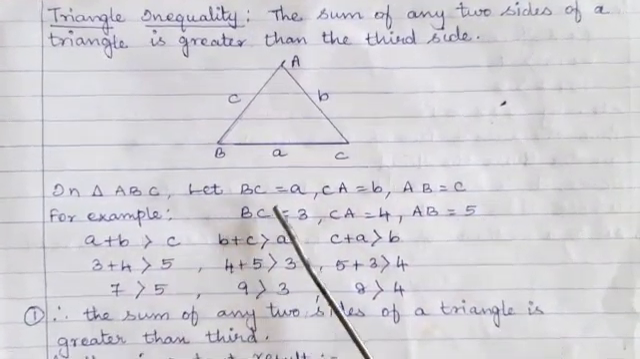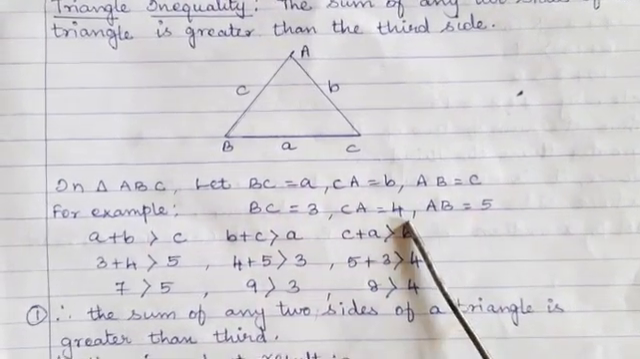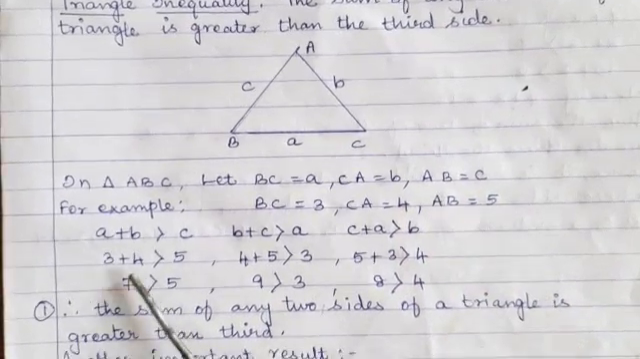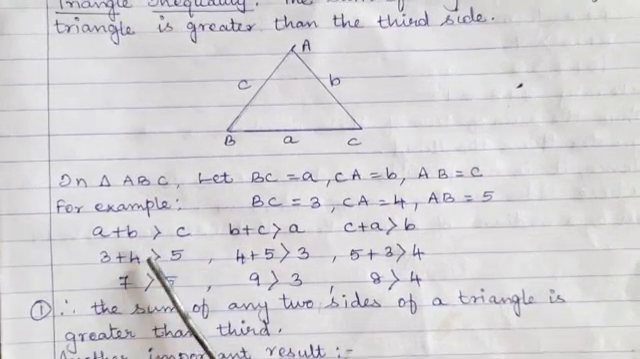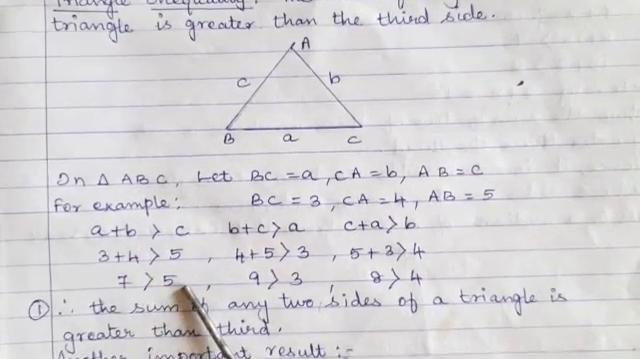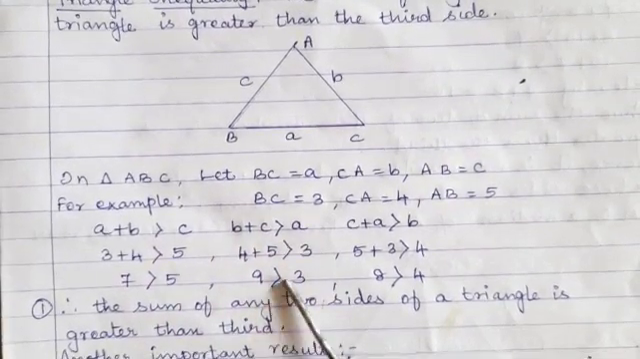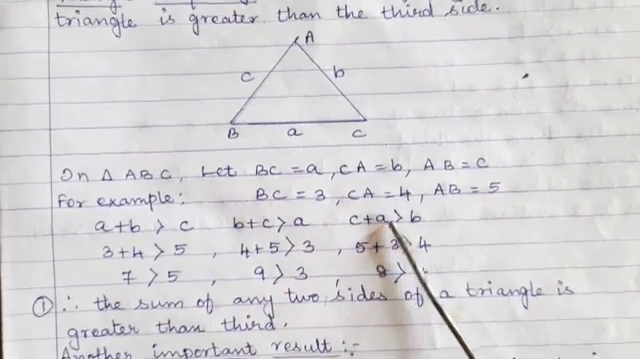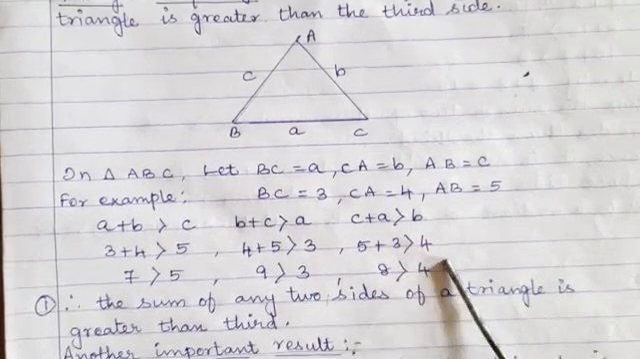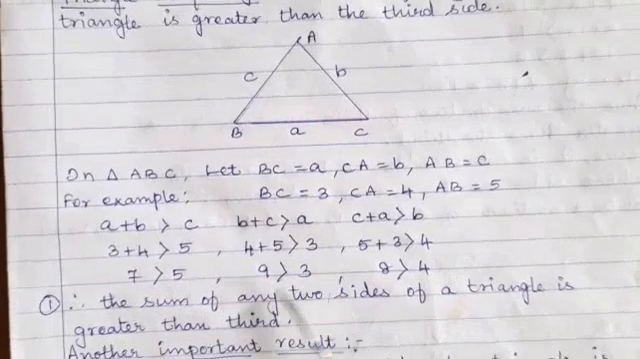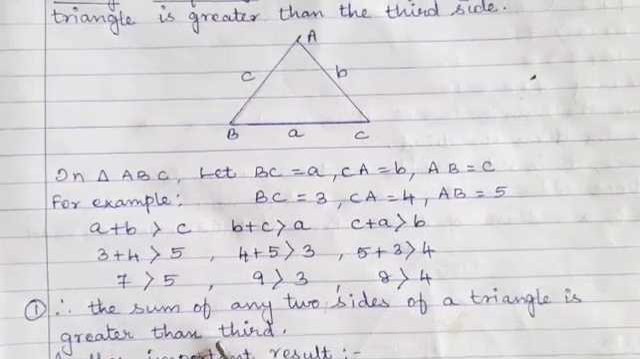For example, I am giving values: a equal to 3, b equal to 4, c equal to 5. Now you add any two sides. a plus b is always greater than c, that is 3 plus 4 is greater than 5, that is 7 is greater than 5. Then b plus c, 4 plus 5 is greater than 3, that is 9 is greater than 3. Then c plus a is greater than b, so 5 plus 3 is greater than 4, that is 8 is greater than 4. So from this example, we can prove the theorem that the sum of any two sides of a triangle is greater than the third side.